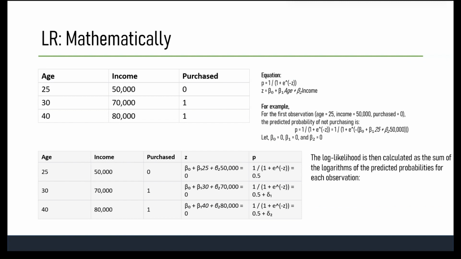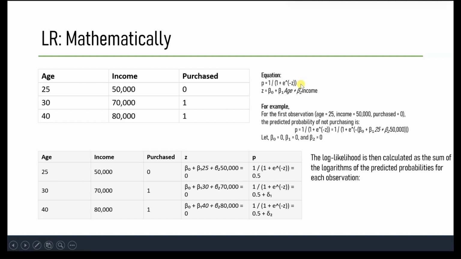So let's consider a data set with 3 observations and 2 predictor variables, age and income. The outcome variable y is whether or not a person purchases the product. So 1 will be purchased, 0 will be not purchased. To fit a logistic regression model to this data, we need to specify the model equation, which is p equal to 1 by 1 plus e to the power minus z.